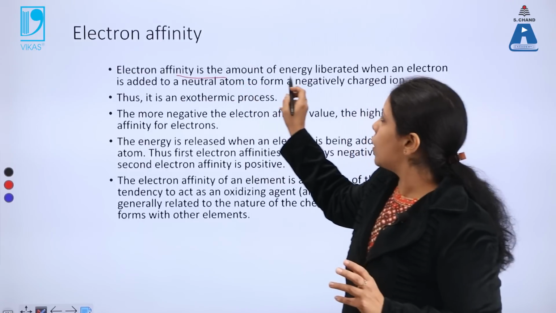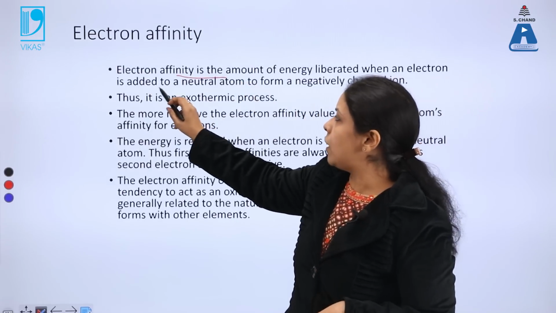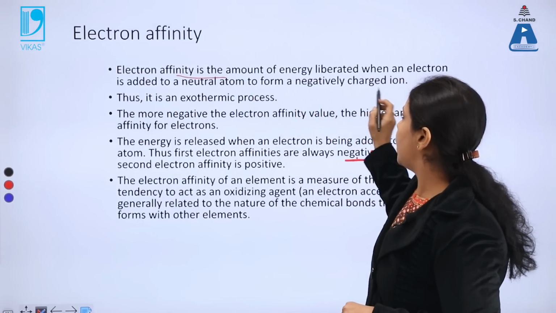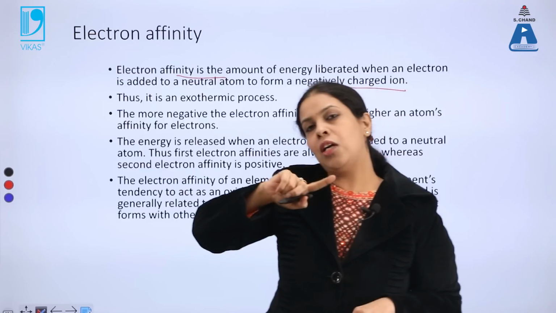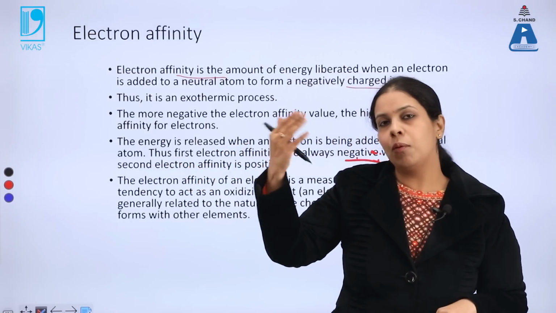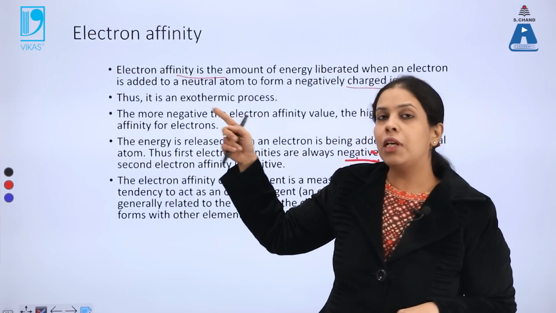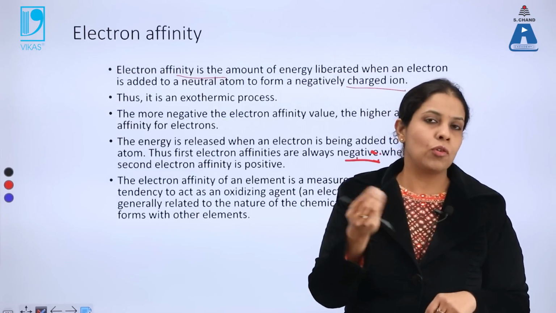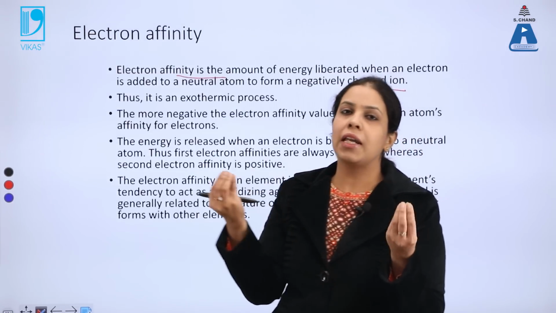So electron affinity is the amount of energy liberated when an electron is added to a neutral atom to form a negatively charged species. In ionization energy, we were removing an electron and we were getting a cation, but in electron affinity, an electron is entering into the system, into the neutral species, and we are getting an anion.